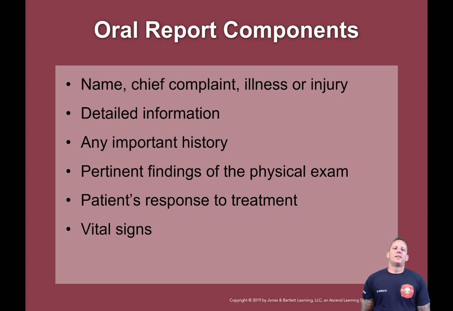Your oral report should be a brief synopsis of what your written report was going to look like. You're going to give them the name, the chief complaint, or the injury or illness. You want to give them some detailed information in regards to what it is that you found and how you treated it. You want to give them any really important history, like if they have allergies or specific medications that can affect the treatments. You want to make sure that you let them know that you found pertinent findings in the physical exam and how that patient responded to your treatment. Always give a set of vital signs, if not a complete set of trending vital signs if you've got multiple sets, because it's going to allow the next person to understand what treatment is or is not working.